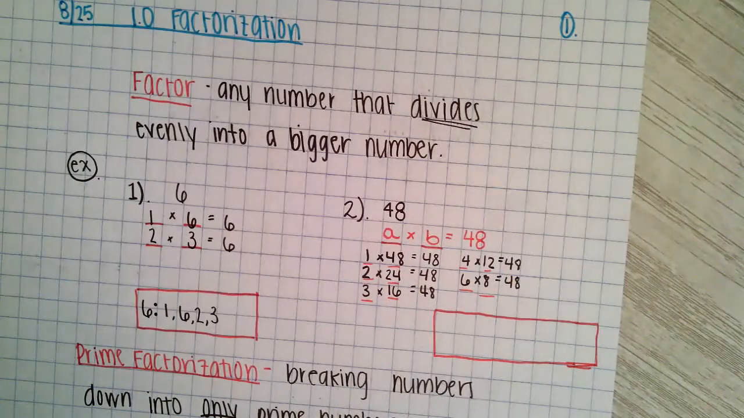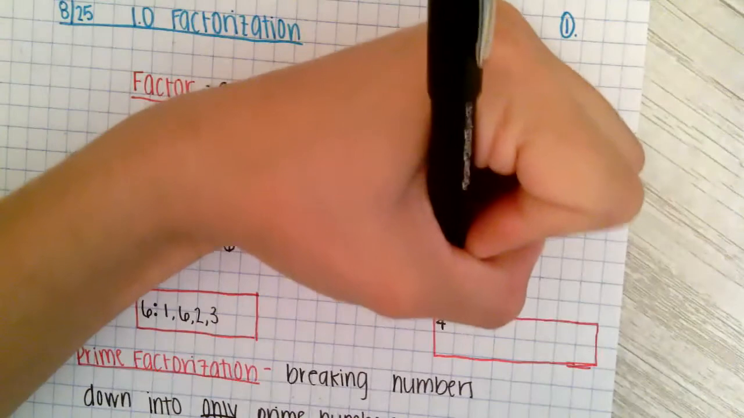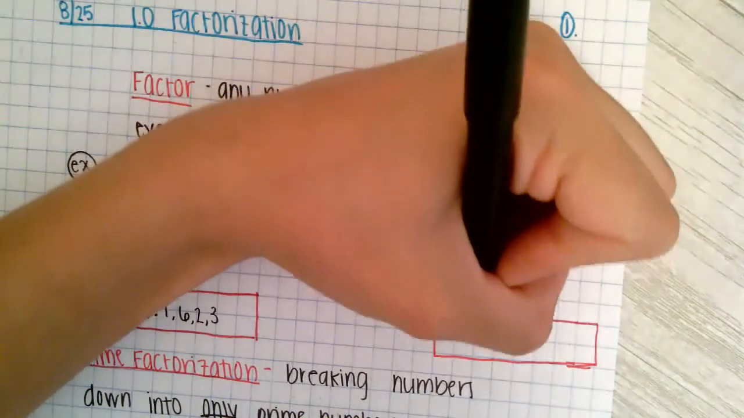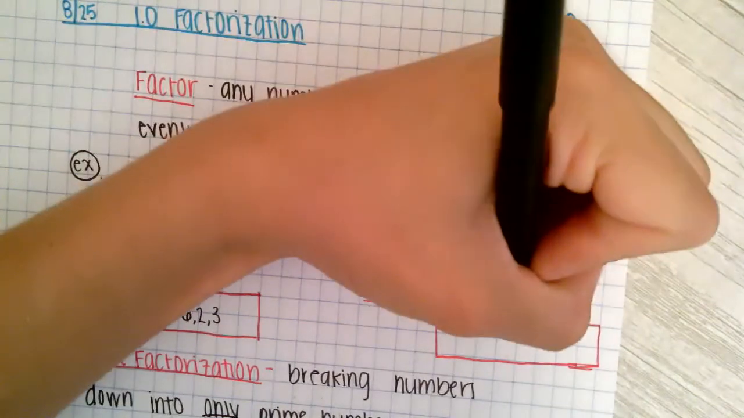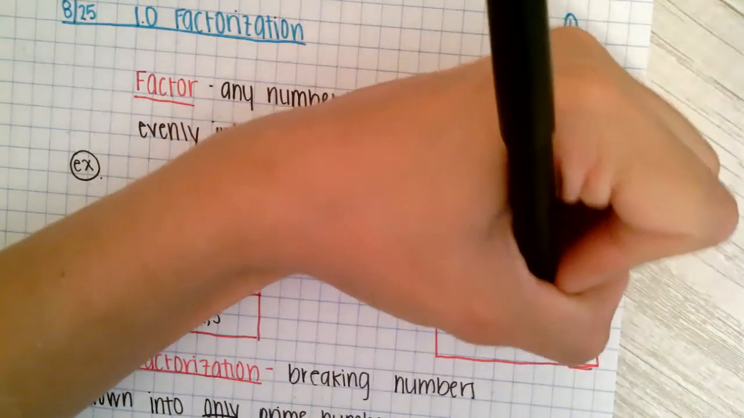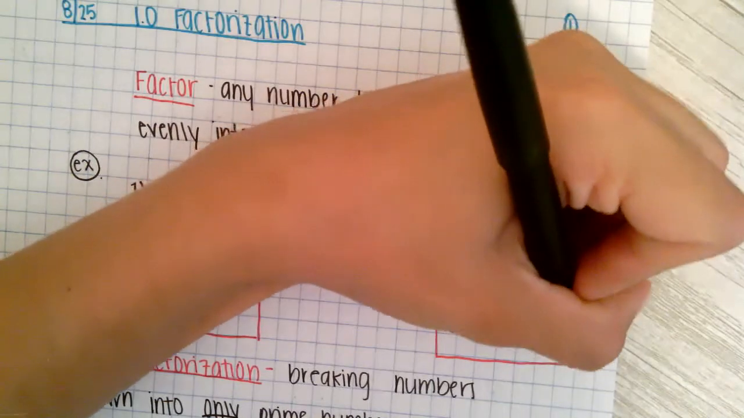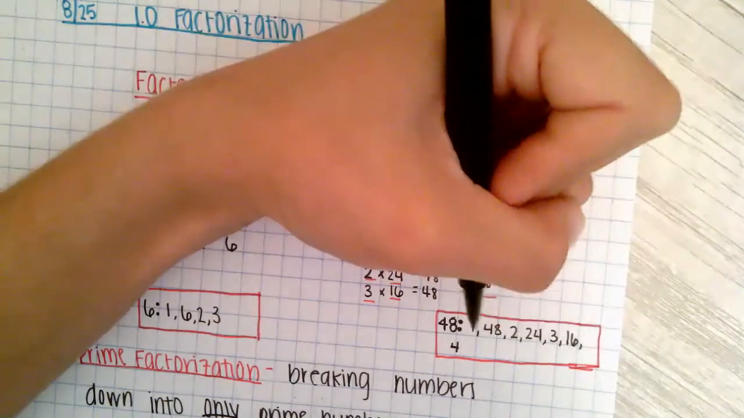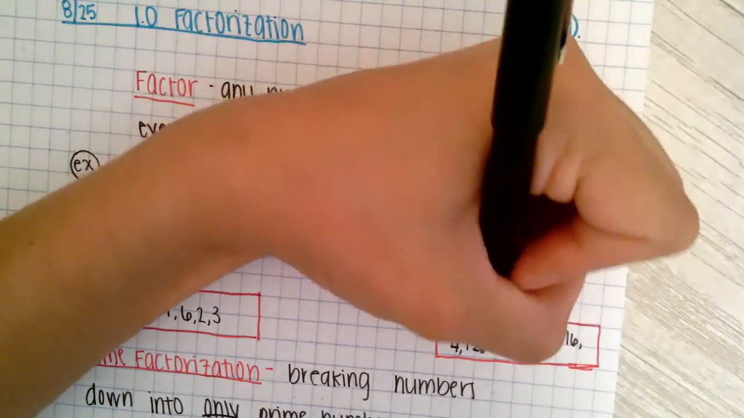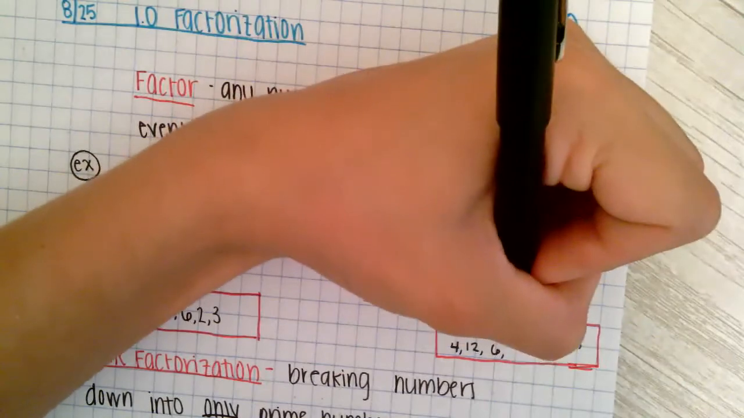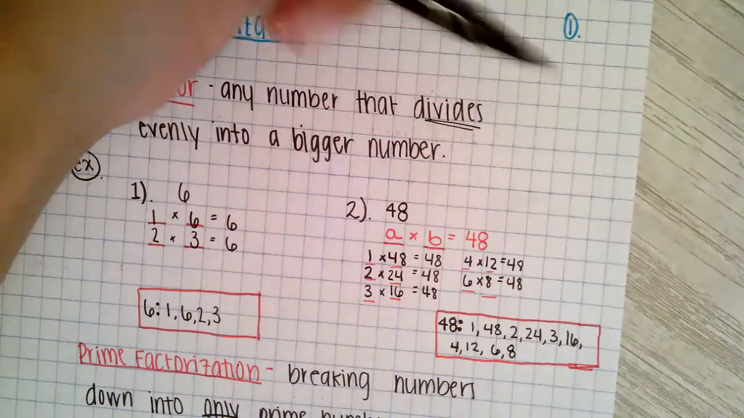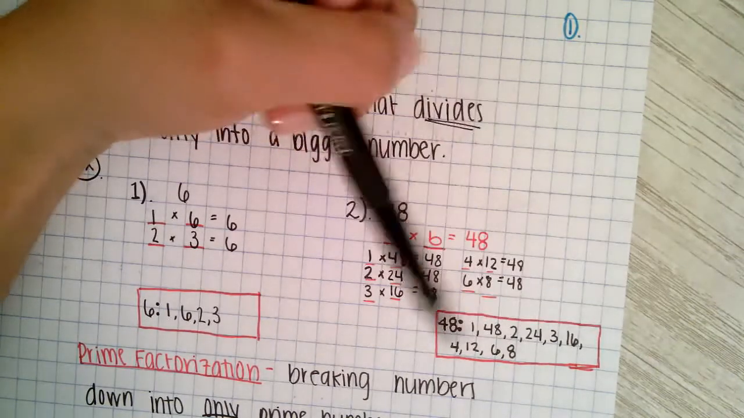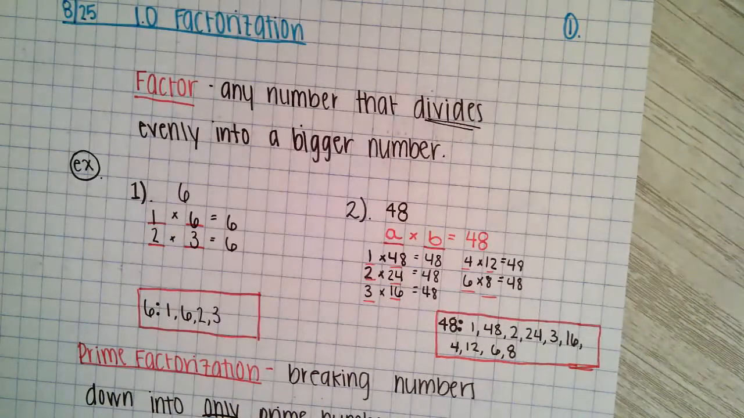So our factors of 48, and I'm going to write this by writing 48 and then 2 dots, are going to be 1, 48, 2, 24, 3, 16, 4, 12, 6, and 8. And I wrote those out of order. That's okay. I don't care. As long as I can see that you get all of these factors down, you're good to go.